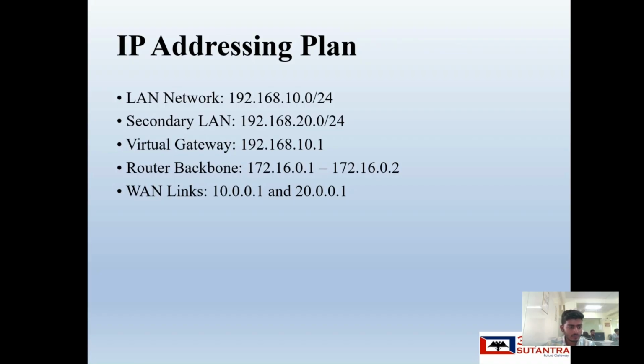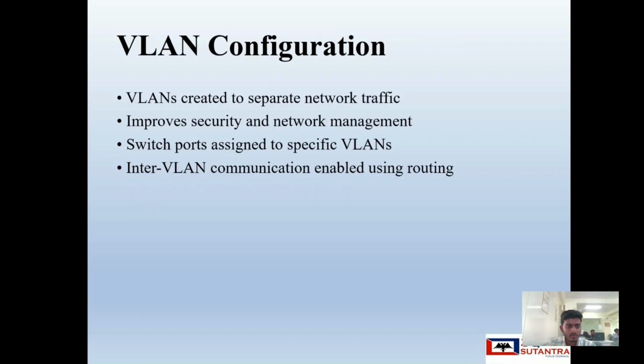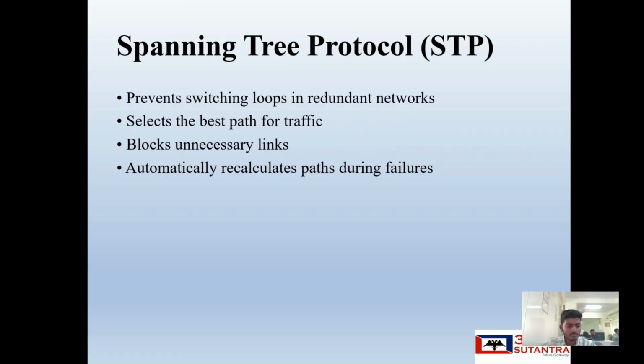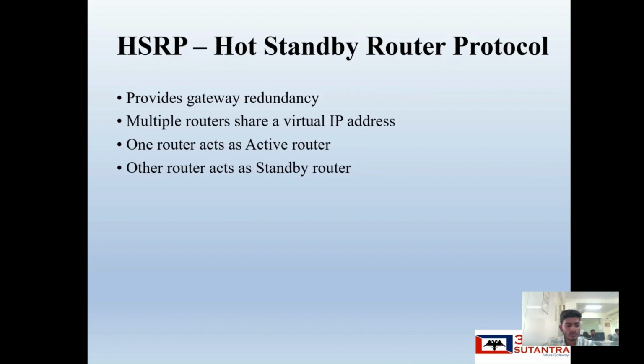Next is VLAN configuration. VLAN is used to divide the network into smaller groups. This improves performance and also improves security. Next, spanning tree protocol. Spanning tree protocol is used to avoid loops. It blocks extra paths and keeps only one active path.